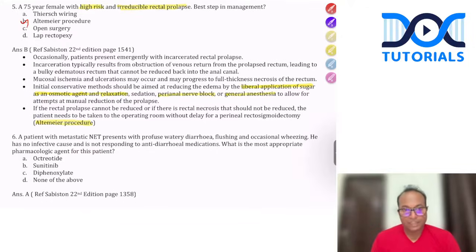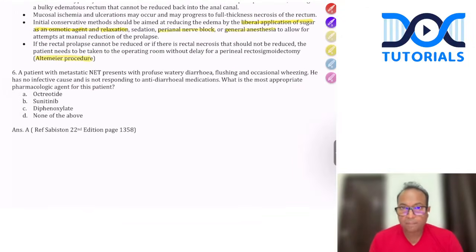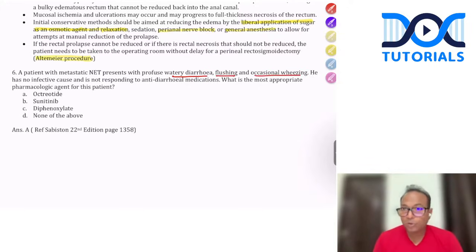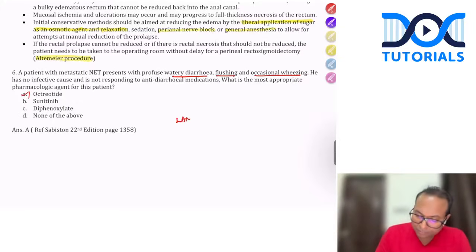Okay. A patient with a metastatic neuroendocrine tumor presents with profuse watery diarrhea, flushing, and occasional wheezing. He is having carcinoid syndrome: diarrhea, flushing, wheezing, asthmatic attacks due to histamine. He has no infective cause and is not responding to antidiarrheal medication. So what is the most appropriate pharmacologic agent for controlling the diarrhea? No doubt it is lanreotide.